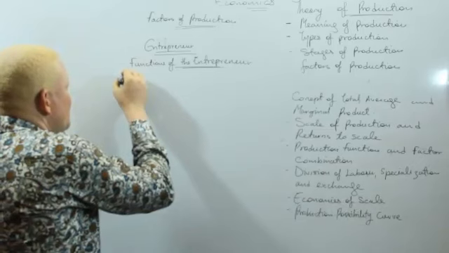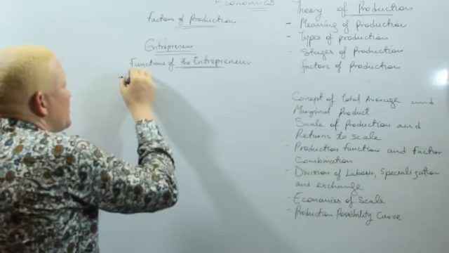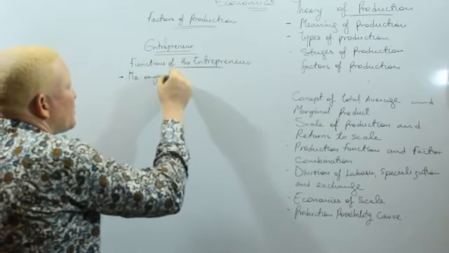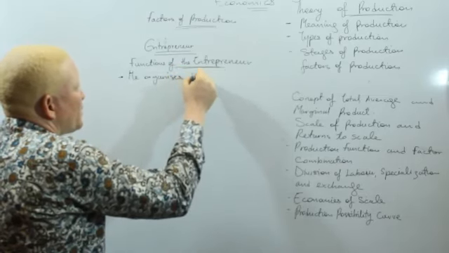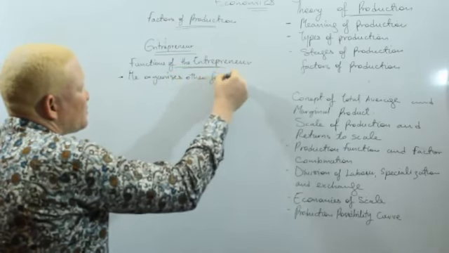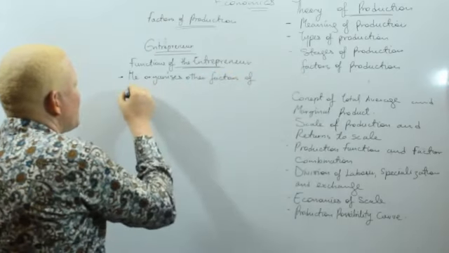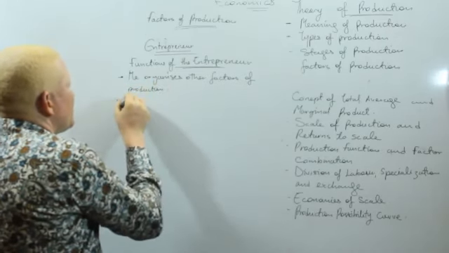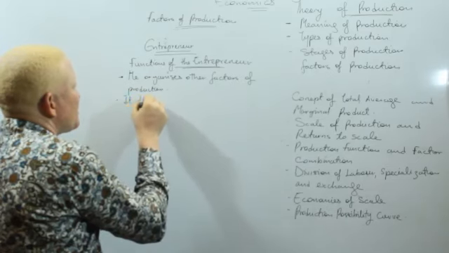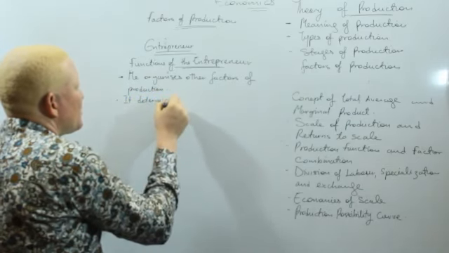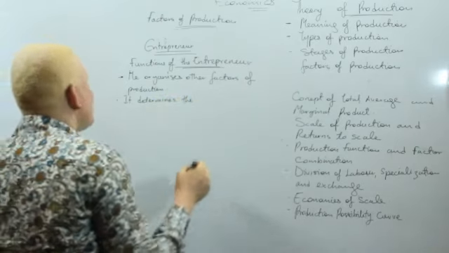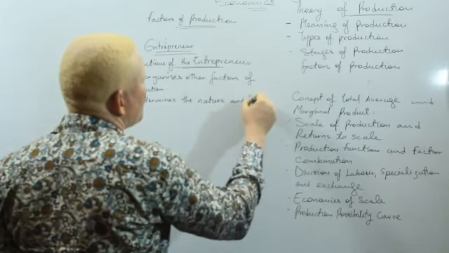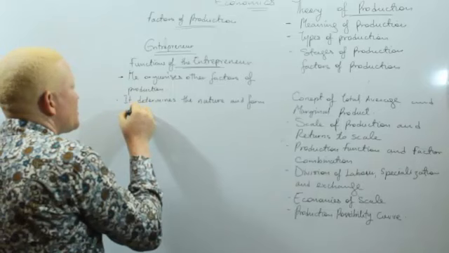Number one is that he organizes other factors of production. Two, it determines the nature and the form of production output.